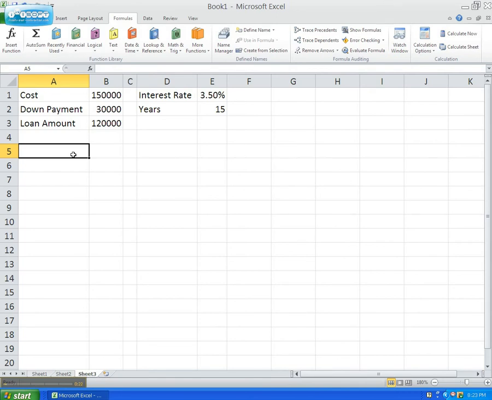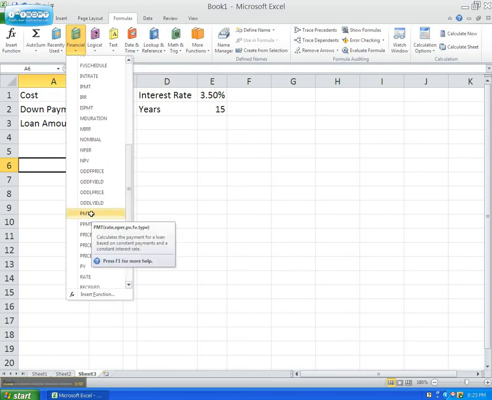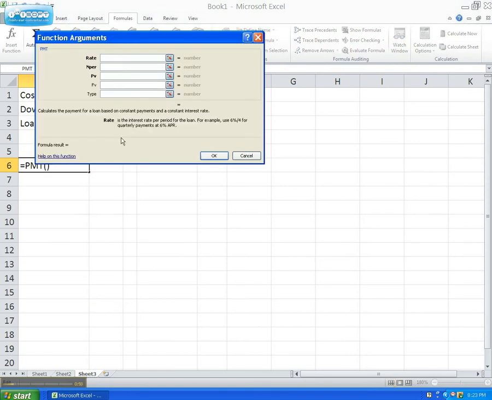So what we have here is we've got cost. I put in a down payment total amount, which really is the cost minus the down payment. I have an interest rate and a number of years here. If I want to determine what my payment is going to be each month, then I use the payment function. I can find that on the financial tab here. Scroll down to payment, and I can put that in, and that'll bring up my dialog box where I put in the function arguments.